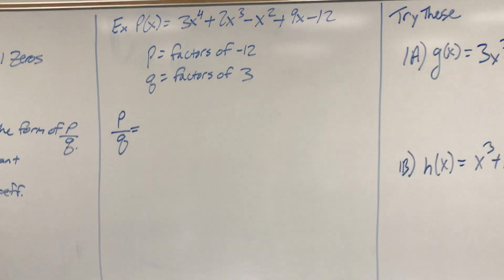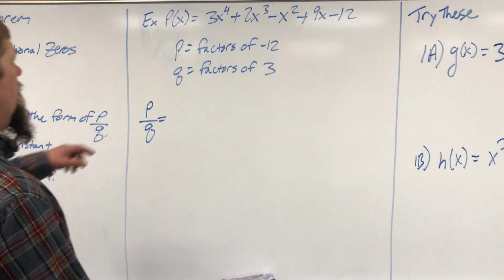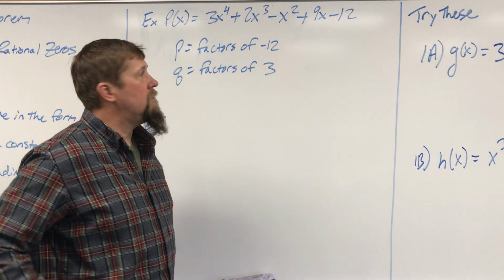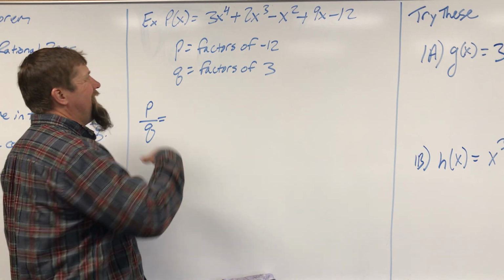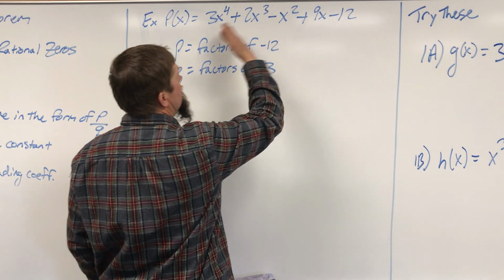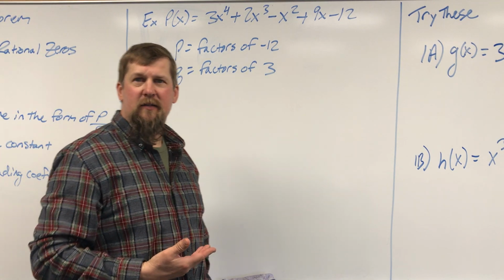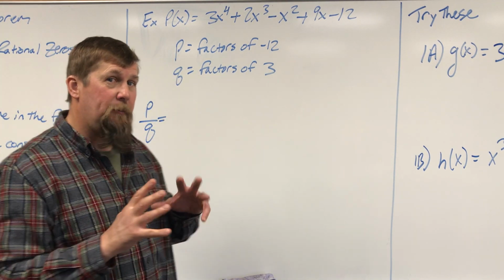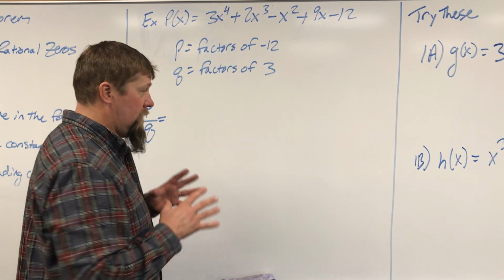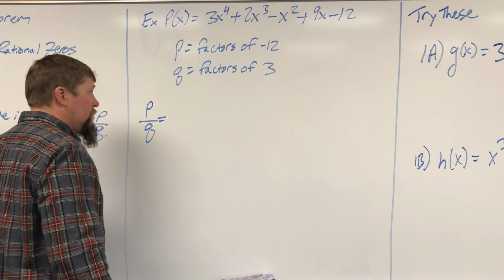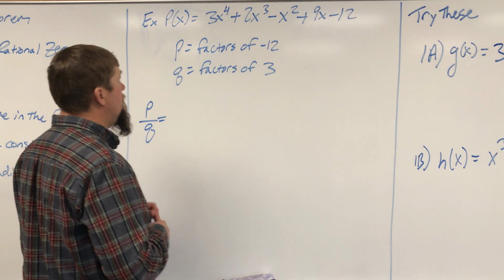Okay, so we have here p of x equals 3x to the fourth plus 2x cubed minus x squared plus 9x minus 12. Nothing else matters in this right now when you're finding the possible rational zeros. Now we're just looking for possible ones. We're not actually looking for the real ones right now, or any of those zeros. We're just looking for what could possibly be a zero of this polynomial.